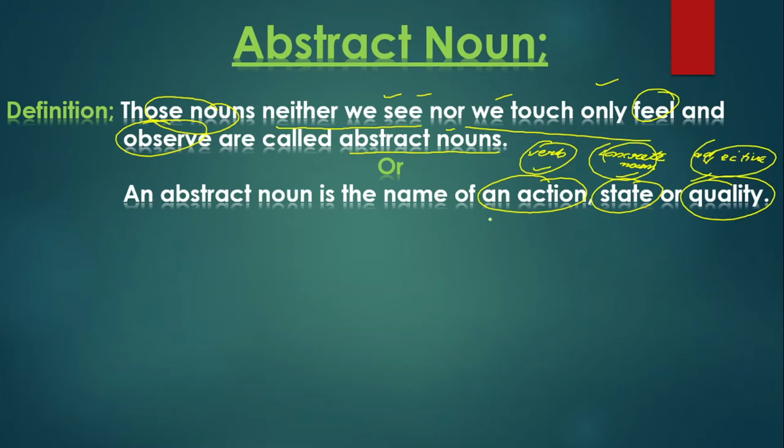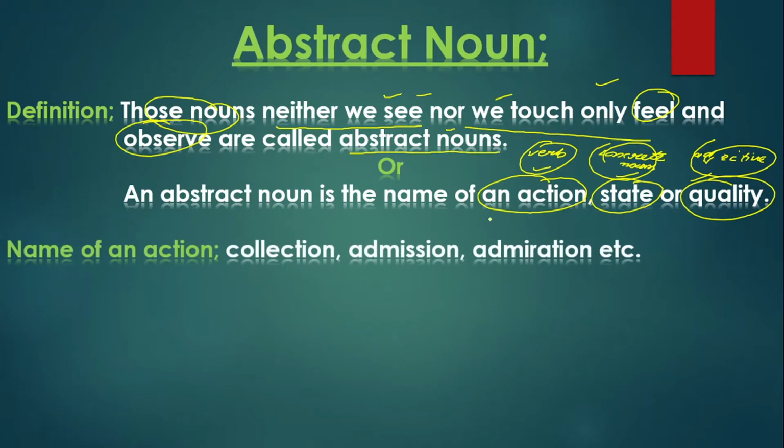Next we will be discussing examples. First, the name of an action. An abstract noun can be the name of an action, like collection, which is taken from the verb collect. Collection is the name of only that action, so the name of that action is known as an abstract noun. For example, if someone is collecting the cards, I say, do the collection fast. Now collection is the name of that action, and you can observe it.